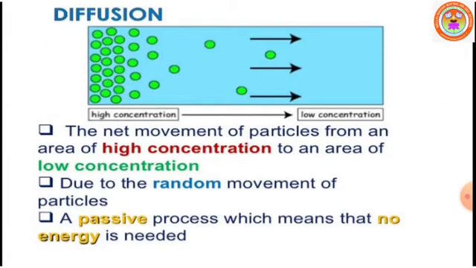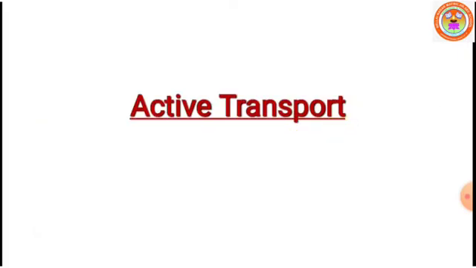Next, see this picture. The molecules are moving from higher concentration to lower concentration. It is due to the random movement. The process occurs passively, which means no energy is needed for diffusion. Transport of materials in and out of the cells is carried out by diffusion and active transport in plants. So next, active transport.